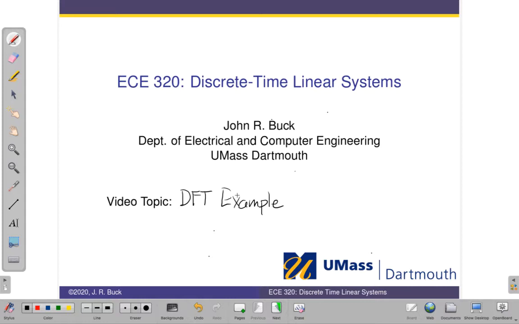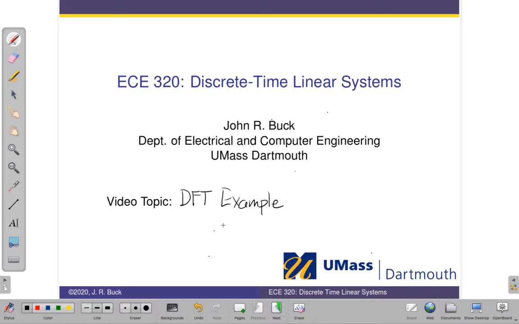This one is an example showing the discrete Fourier transform and when we have aliasing in time and when we don't, based on how many samples we take in frequency. Again, this assumes you've seen the first two videos for today's class already, which are the overview of the discrete Fourier transform and then the DFT equations as well.